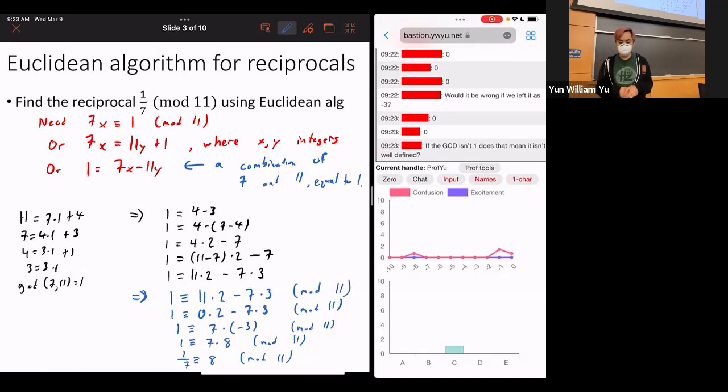If the GCD isn't 1, does that mean it isn't well defined? Yes, that is exactly what it means. If the GCD isn't 1, then, remember, what things can you find as combinations? You can only find as combinations things that are multiples of the GCD. And so if you're trying to find a combination equal to 1 and your GCD is 2, then that is just impossible. This is one way of thinking about why you do need the two numbers 7 and 11 to be relatively prime. Because if they're not relatively prime, then you don't have a reciprocal.